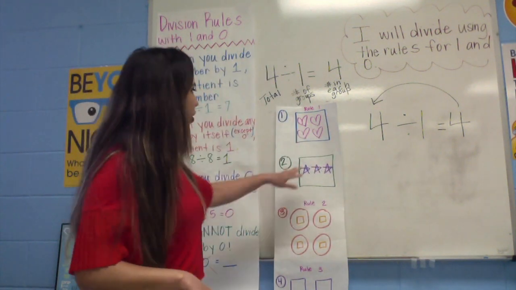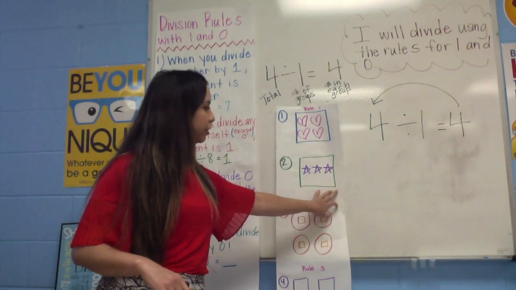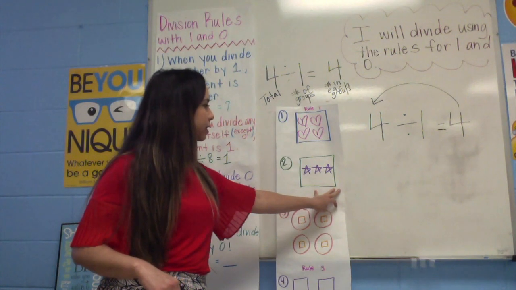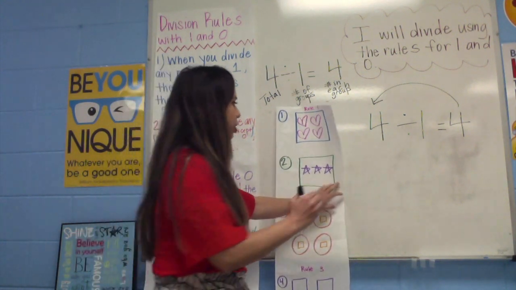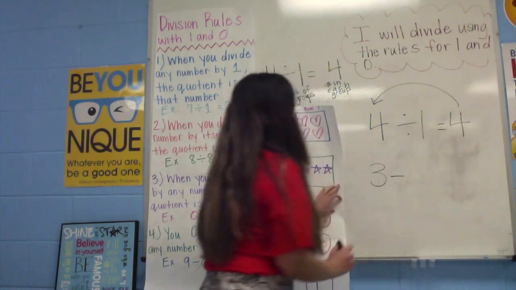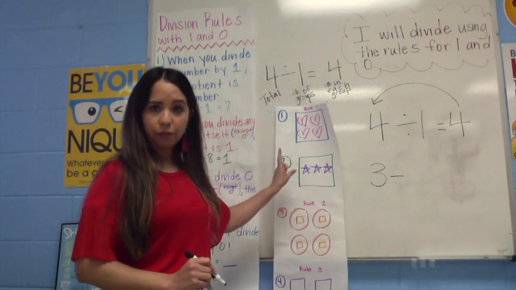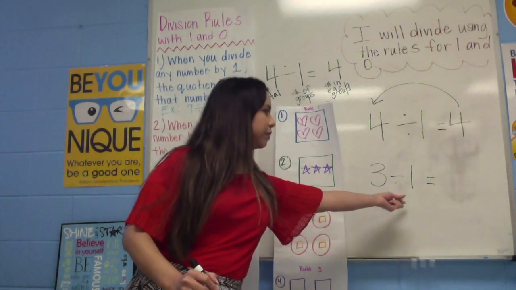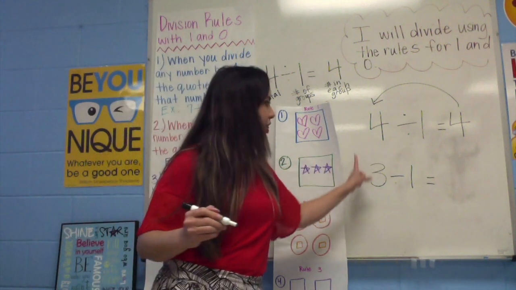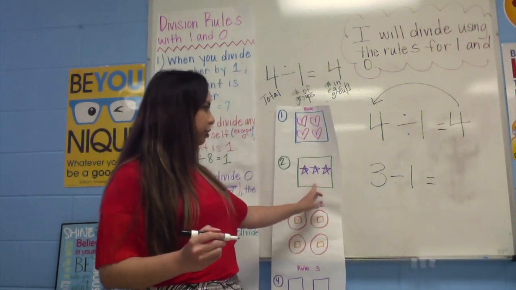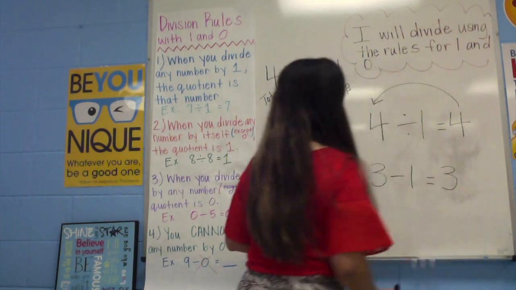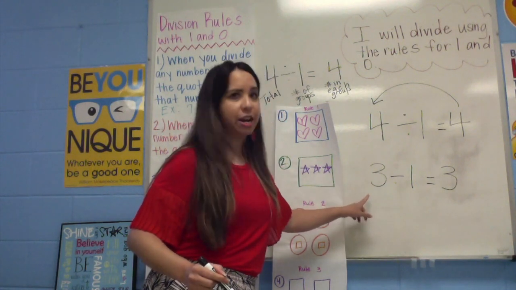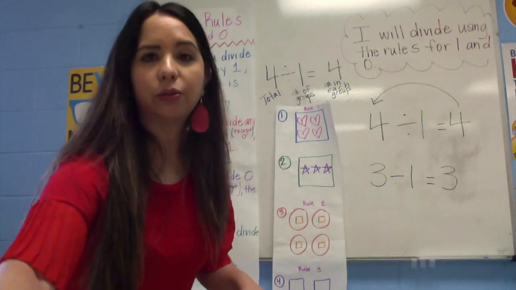So what about, let's look at number 2. Here you have another group. This time you have some stars. So let's write a division sentence that represents this picture. There are a total of 3 stars divided by how many groups? One group. The square represents one group. And notice that we are dividing by 1, so our answer should be this number. How many stars are in that group? 3. Okay? So any number divided by 1 will always be that number. So 3 divided by 1 equals 3.